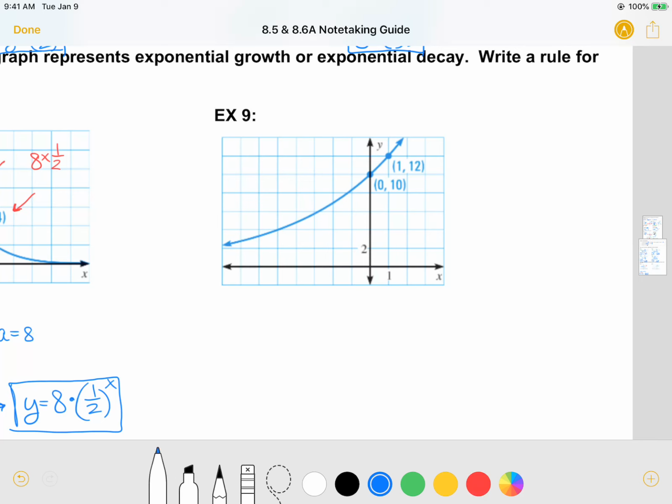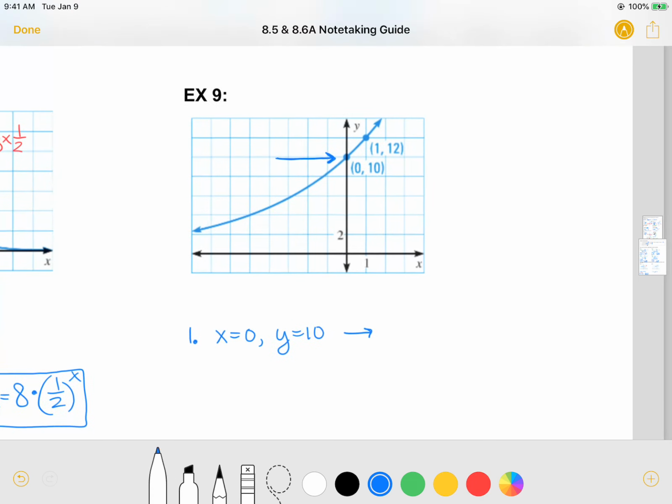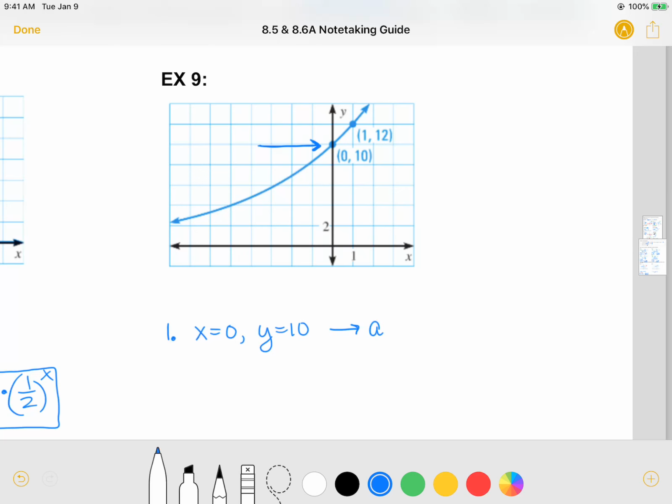So we have step number 1, which is to find the y-intercept on the graph. Where does the graph cross the y-axis? At 10. So when x is 0, y equals 10, and that means that a is equal to 10. Okay? Step number 2 is to find the common multiplier.